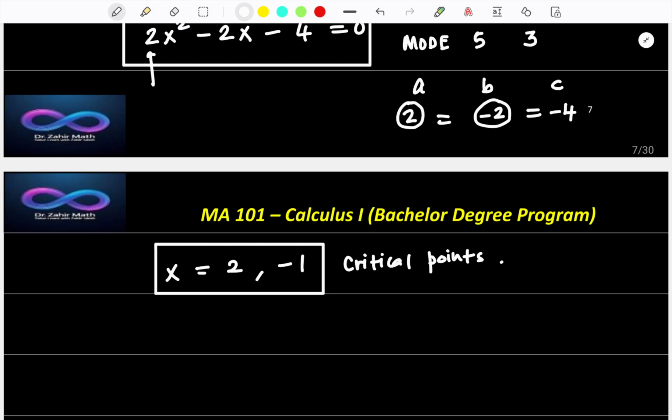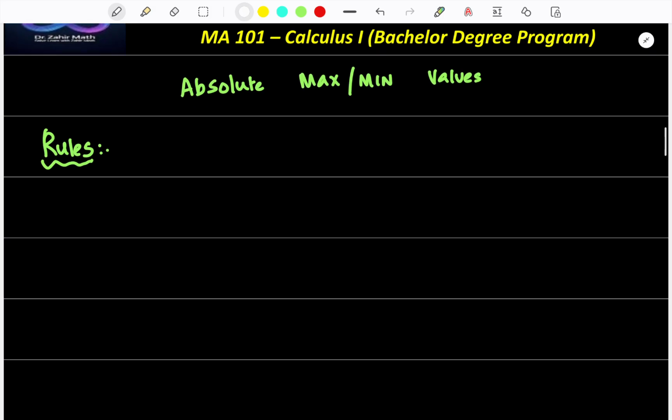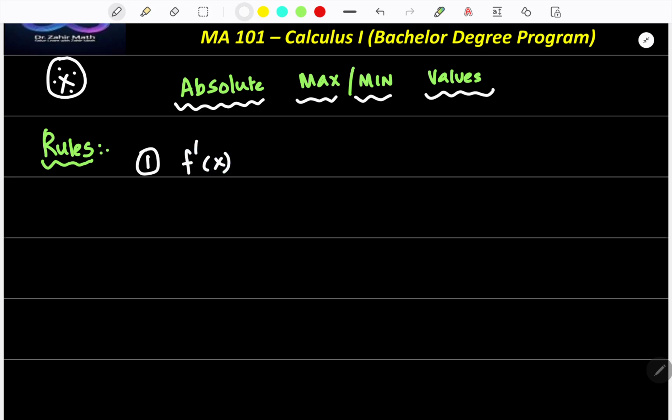Right. So keep in your mind, these are the 3 problems related to critical points. Next thing is we are going for how to find absolute maximum and minimum values. This is an important topic. Keep in your mind. How to find maximum and minimum values. So step number 1 is what we are going to do. You are going to find f dash of x, and then make f dash of x equal to 0. I made it as step number 1.